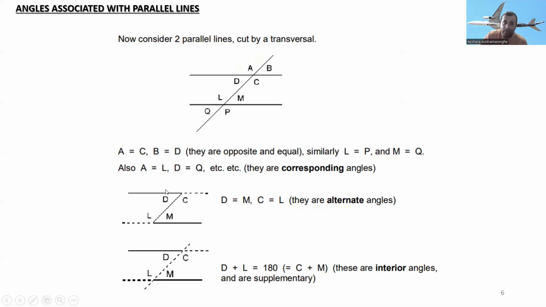D and M are also equal, and C equals L. These are alternate angles. Remember, corresponding angles are here, and the alternate angles are like this. Also, D plus L equals 180. If you add D and L you get 180, which equals C plus M. So these are the interior angles.